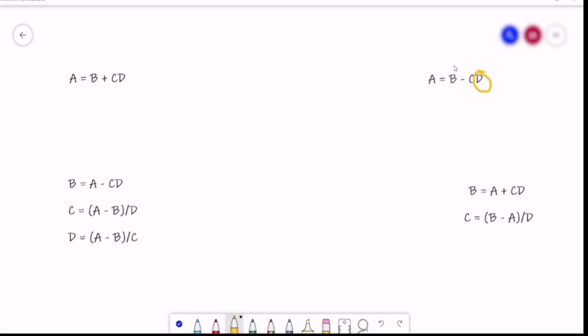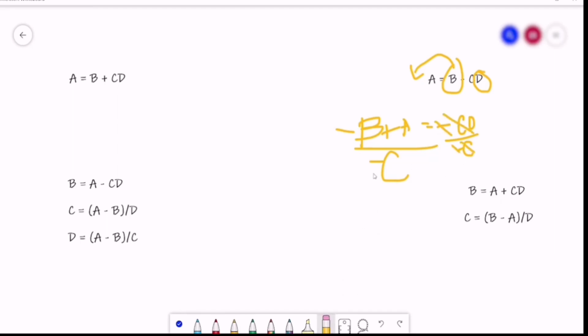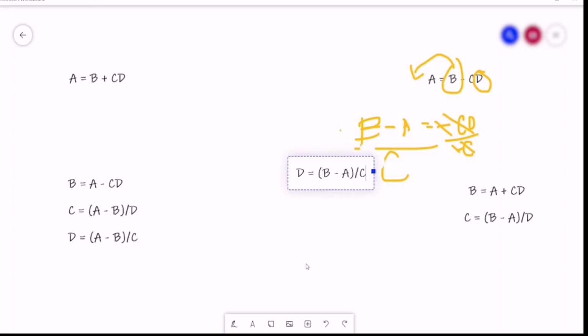Lastly, whenever D is missing, same thing, just like how we got C, all we have to do is move B towards the left side of the formula, causing it to become negative. Negative B plus A equals negative CD, and then we have to eliminate negative C. Right, so we're going to eliminate here the negative C, and then we're going to have a change of sign here in the numerator on this side. This one becomes positive, this one becomes negative. Then our solving formula would be D equals quantity of B minus A all over C.